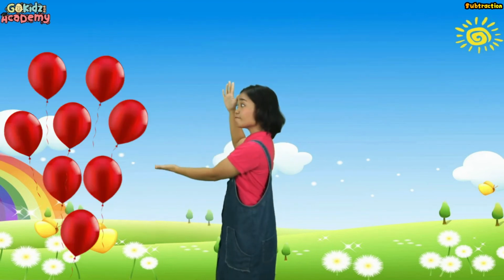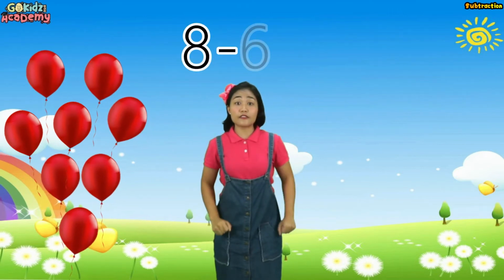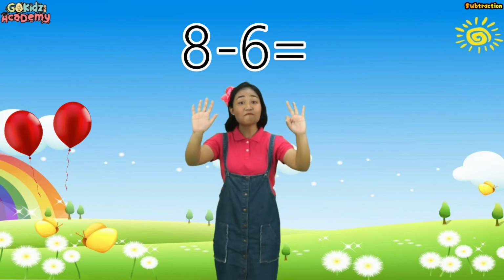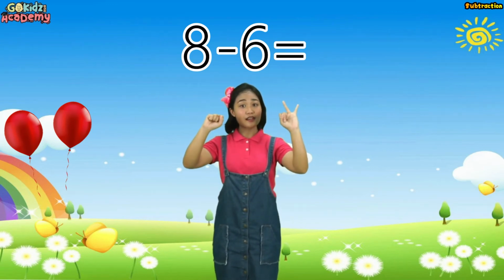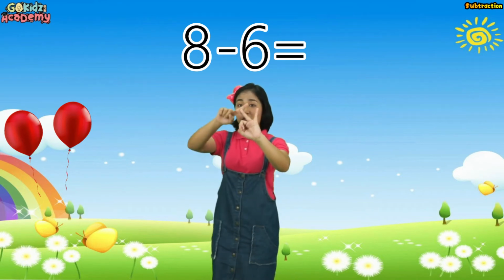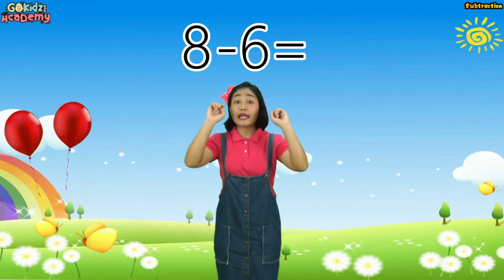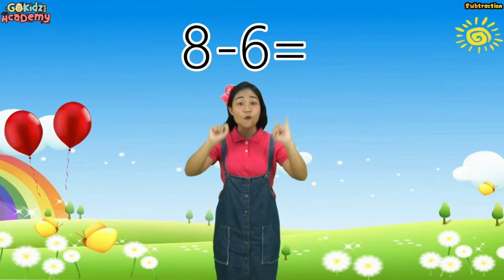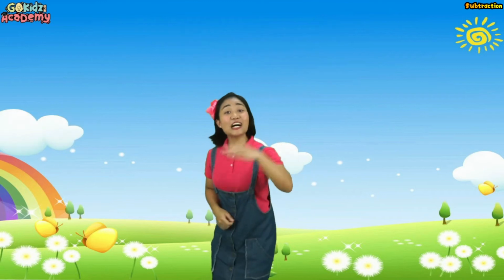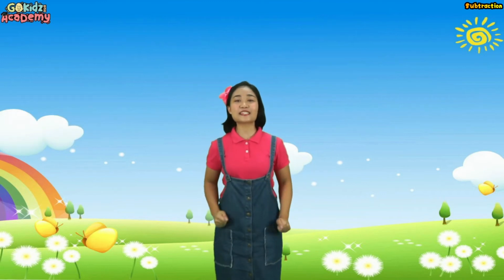I have here 8 balloons. But kids, 6 of these balloons already popped. So 8 minus 6 balloons. How many balloons are left? Let's count. 1, 2. 8 minus 6 equals 2. Very good. Come, let's go to our game time.